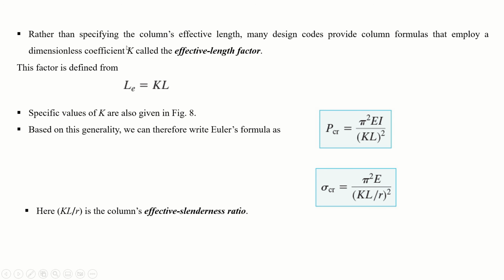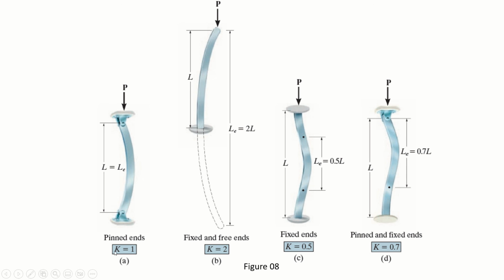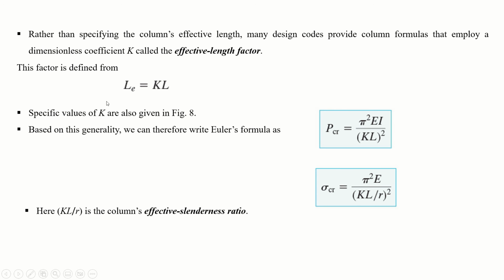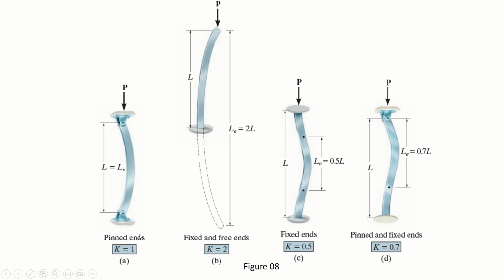Now, rather than specifying the column's effective length, many design codes provide column formulas that employ a dimensionless coefficient k, called the effective length factor, just like we saw here. K is the dimensionless factor. It is a constant, right? So effective length is equal to K into L. So in this case, if L is constant for all the columns, for example, L is 10, right?